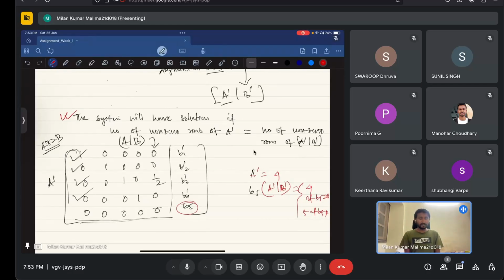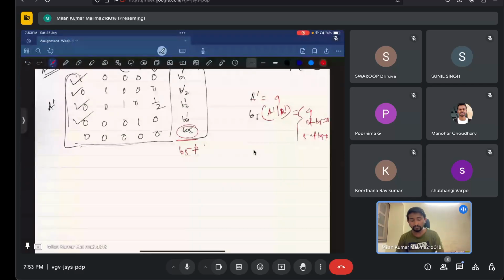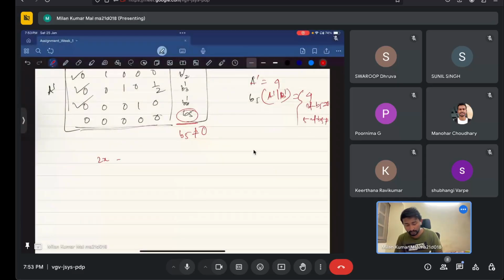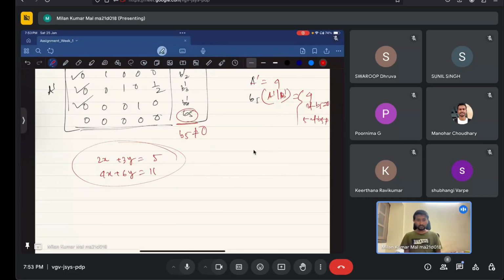Why is it happening? Because having this type of thing, for example, we have B5 for which B5 not equal to 0, is saying that we give an equation like 2x plus 3y equals 5. Another equation is 4x plus 6y equals 11. This system will not have a solution. Why?